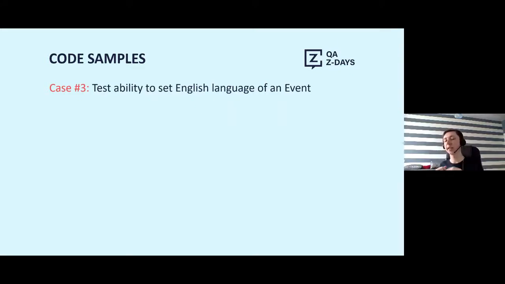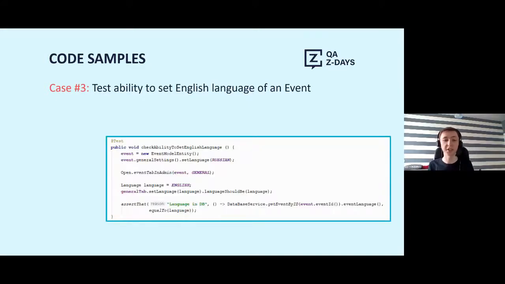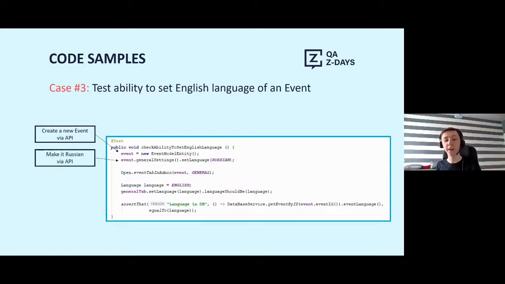So let's check an ability to set English language of an event. So let's think, what do we need from the event that is created as a precondition? We need it not to be English, so that we will be able to set English, obviously. And so this is how it can be done. On the first line, we create an absolutely default event. So we don't want to specify a lot of parameters. And then we just change the created object.